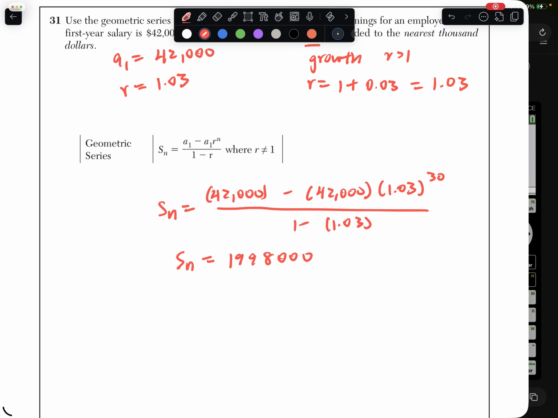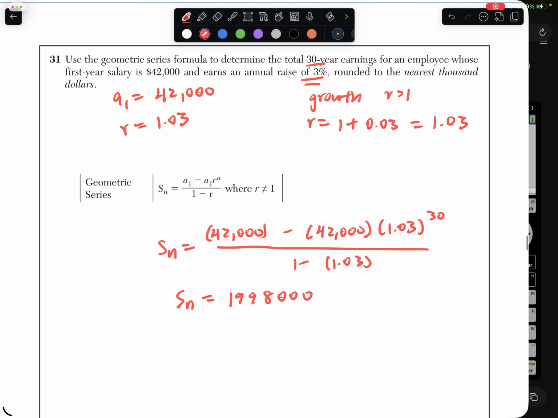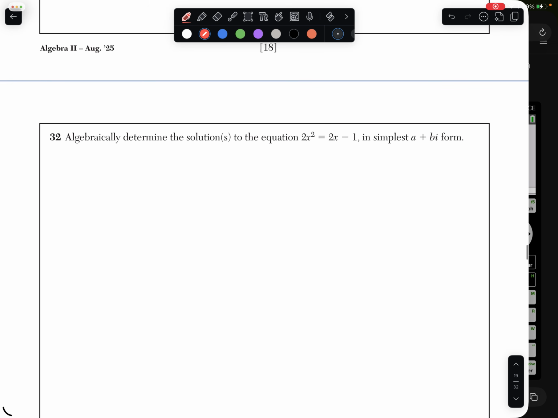Yeah, and you get a little bit of a decimal, but it says rounded to the nearest $1,000. So that would be it rounded. On your calculator, you should get something like 1998167.46, something along the lines of that, and it says to round to the nearest $1,000. Okay.